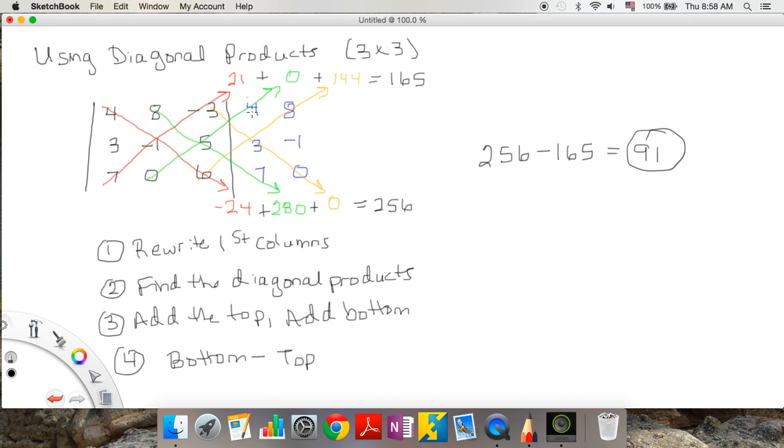So rewrite the first two columns. You should put that in there, first two columns, and find the diagonal products. Multiply down the diagonal, and it really is best to write all this out. Draw your arrow, write the number. Draw your arrow, write the number. Then we say add all the top numbers together, add all the bottom numbers, and then bottom minus top, and that gives you your determinant. And that's using diagonal products. So let's try one more here.